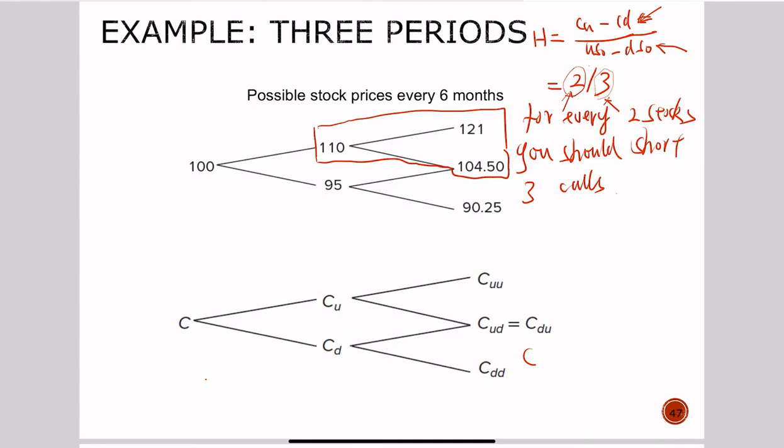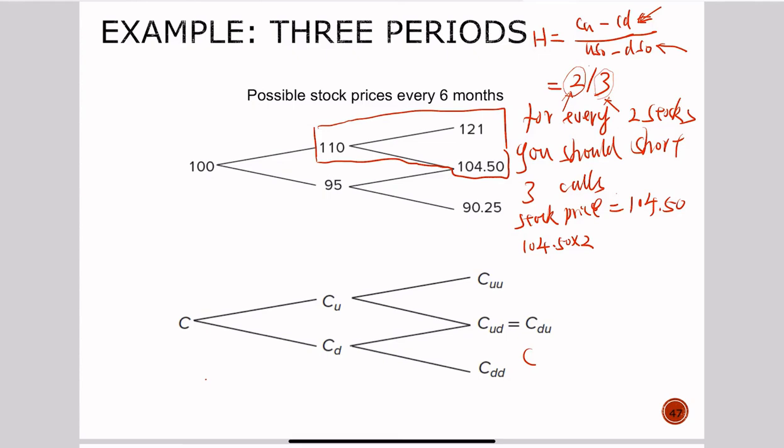Okay, so let's see. If you pair 2 stocks with a short position of 3 call options, what is your portfolio's payoff? Now let's see this. If the stock price equals 104.50, right? Now your portfolio's value would be, remember you have 2 stocks, so it's stock price times 2, and you also have a short position of 3 calls.